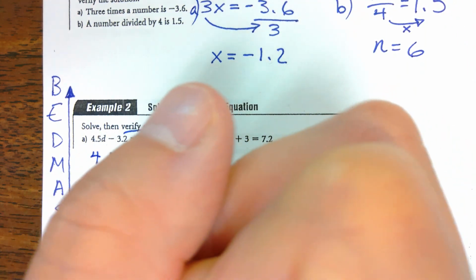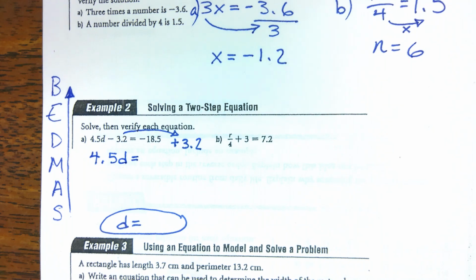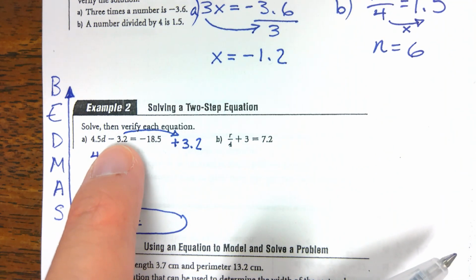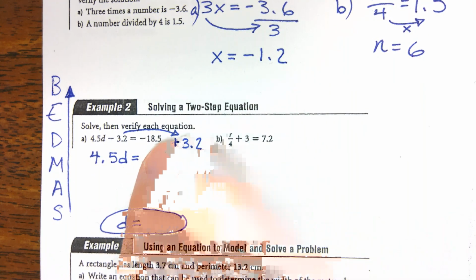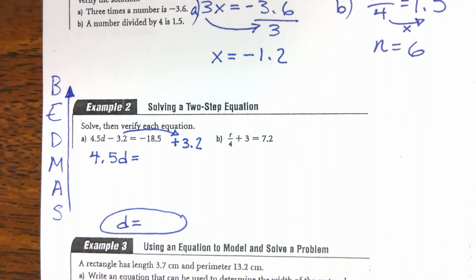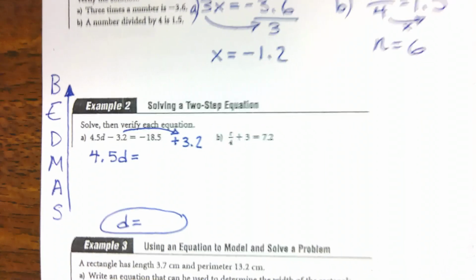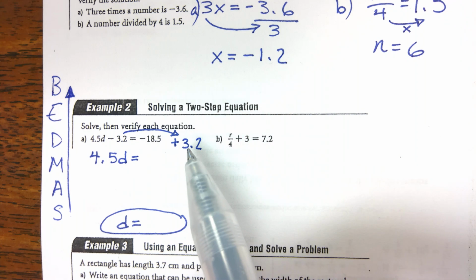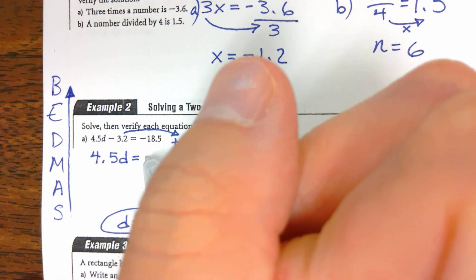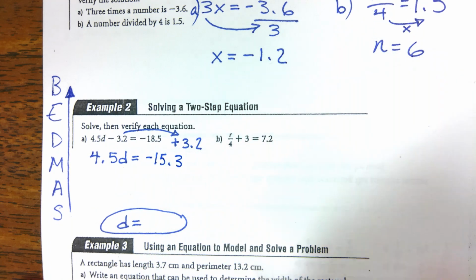4.5d equals... Good. Okay, so after I move this negative 3.2 away, all I have left on the left side is just the 4.5d. On the right side, I can combine these numbers. I don't have my calculator. What does negative 18.5 plus 3.2 equal? Negative 15.3. Thank you.